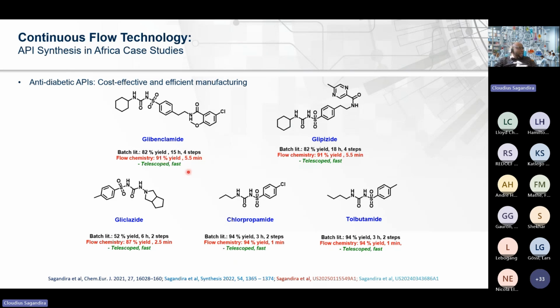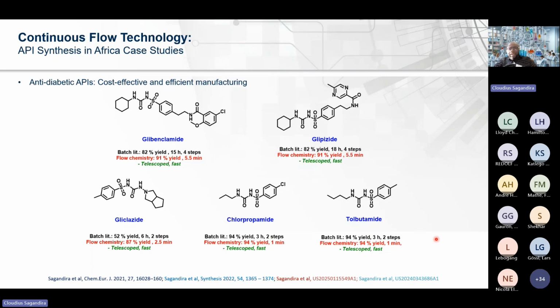In continuous flow, we managed to do it in 5.5 minutes, and we telescope the process, which means that from step 1 to the last step, we managed to combine all the processes and get 91% overall yield in only 5.5 minutes. If you look at glipizide, 5.5 minutes to do the whole synthesis using continuous flow compared to 18 hours. You look at glycoside, 6 hours long. In continuous flow, we managed to do it in 2.5 minutes.